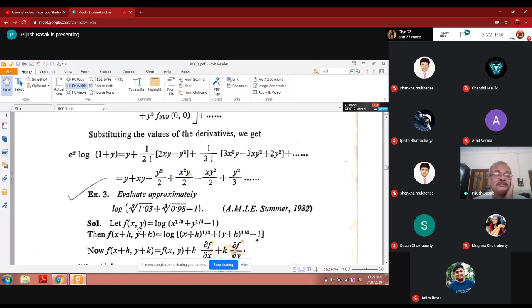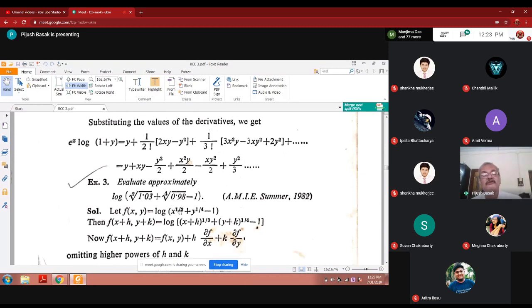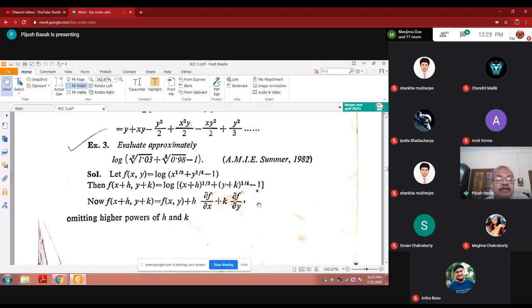So f(x,y) is equal to, take the logarithm of this one, log of (x to the power 1/3 plus y to the power 1/4 minus 1). First of all, we take the first as x and the next one as y. Then I shall replace it afterwards, no problem, because that will be easier for me to substitute in the Taylor's expansion. So f(x plus h, y plus k) is equal to log of ((x plus h) to the power 1/3 plus (y plus k) to the power 1/4 minus 1).